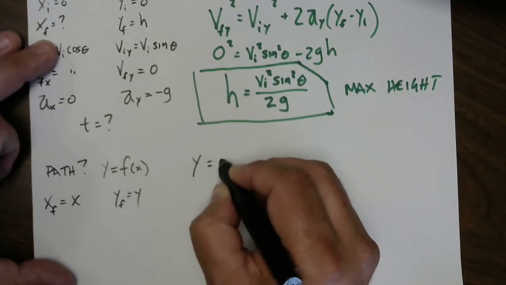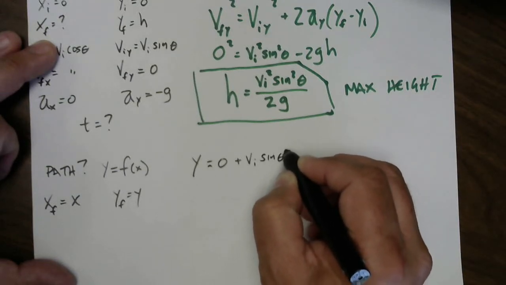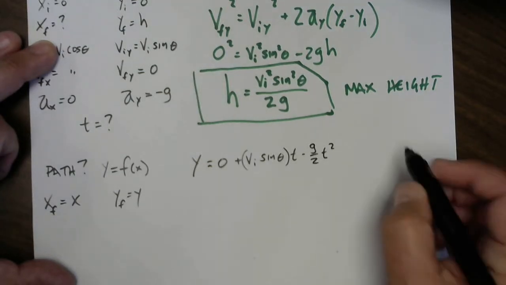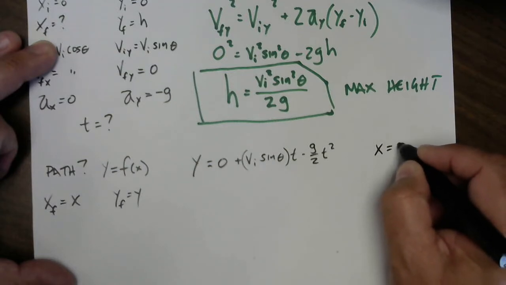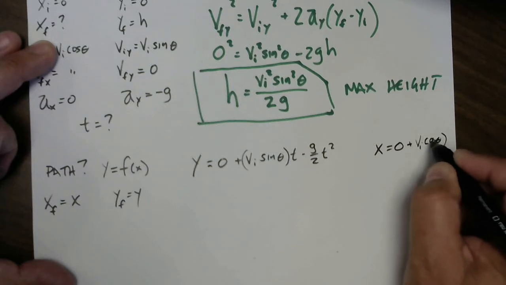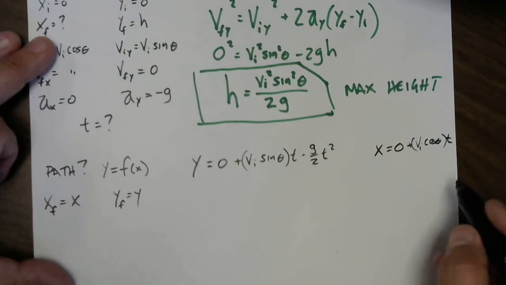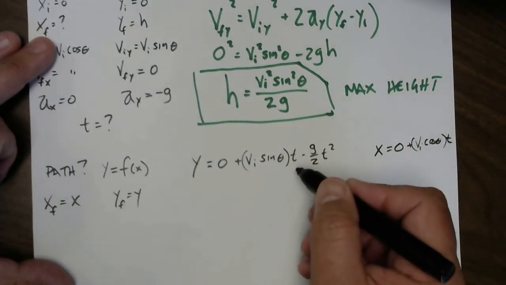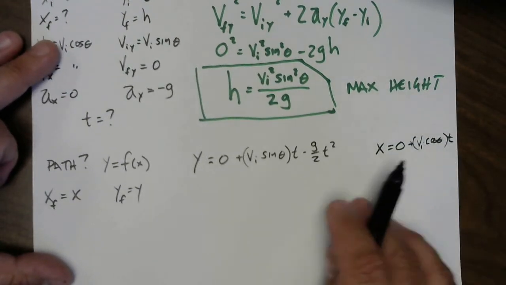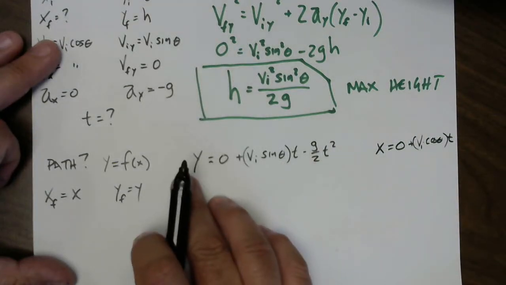y is going to be 0 plus vi sine theta times t minus g over 2 t squared, and x equals 0 plus vi cos theta times t plus another 0 for the acceleration term that goes away. And we could solve this one for t and plug that t in over here and get rid of t. t is what they call in the world of mathematics a parameter. I find that parameterized equations are easier to handle. You vary the parameter and you find out what your x and your y are.